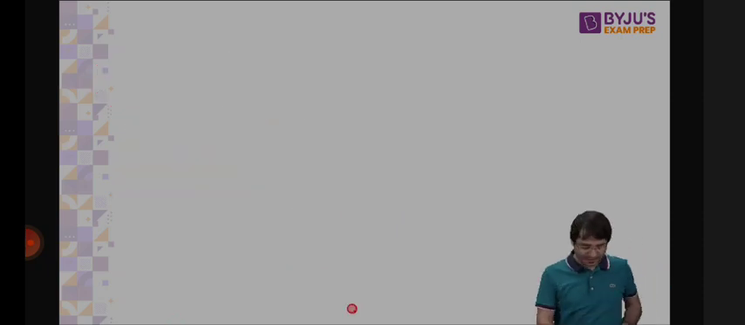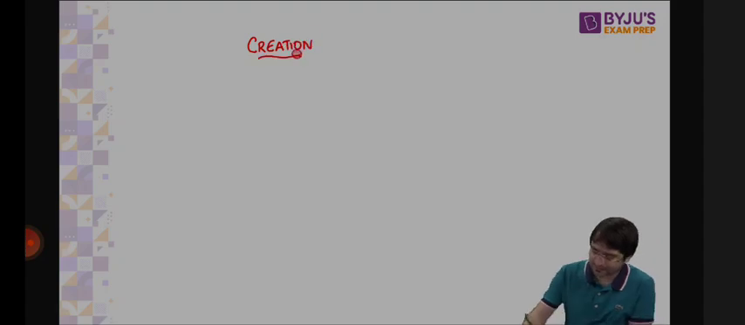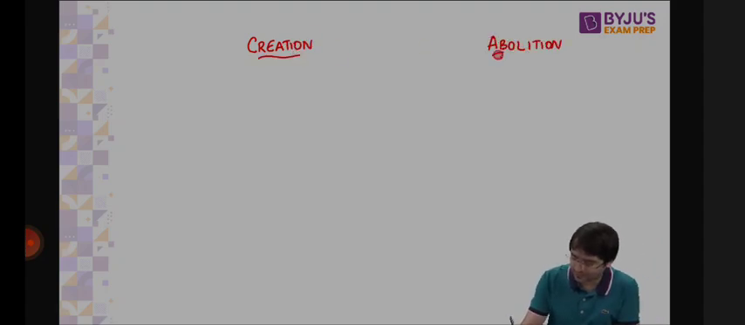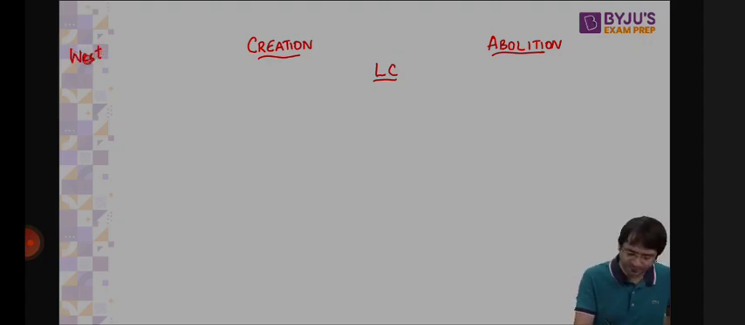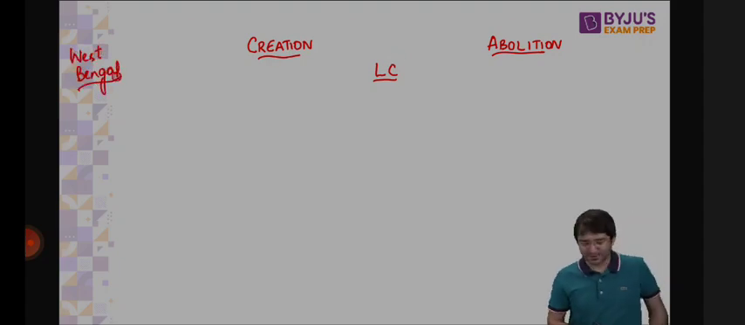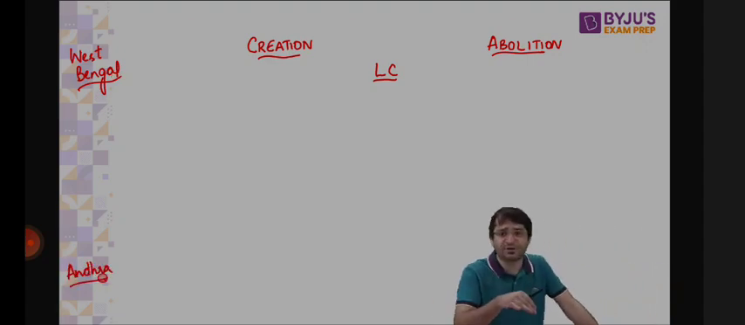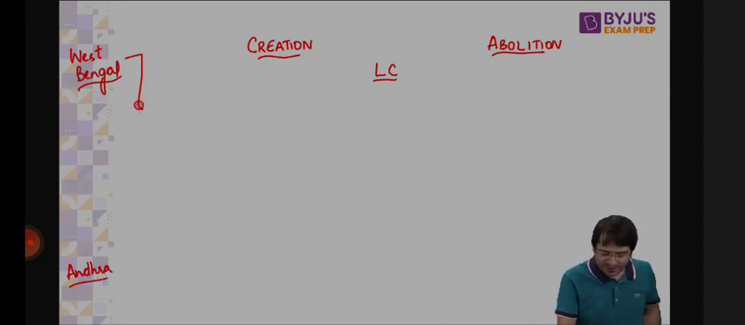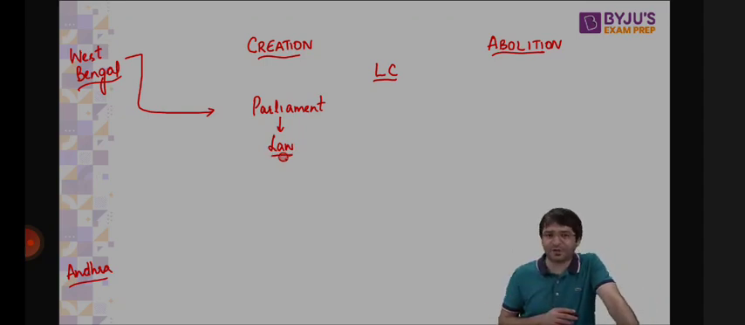Okay, but how are these legislative councils created? Creation and abolition of legislative councils. Let's assume for a while that we have West Bengal and Andhra. West Bengal is a state where we do not have a legislative council. Andhra is a state where we have a legislative council. Let's suppose we have to create a legislative council for West Bengal. Who can create it? Parliament. How can Parliament create a legislative council? By passing a law. If we have to abolish the legislative council for Andhra Pradesh, who can abolish it?